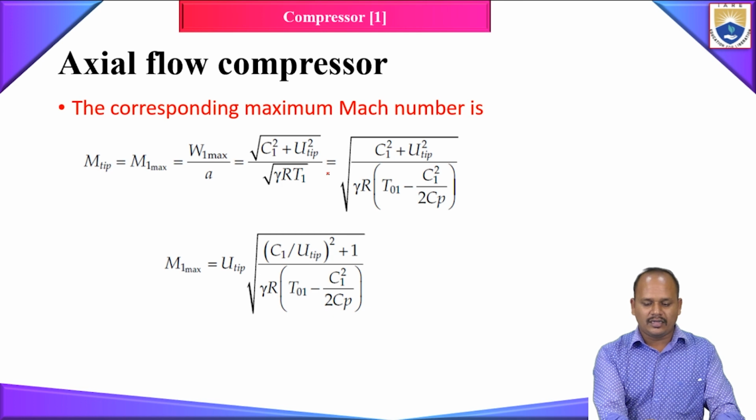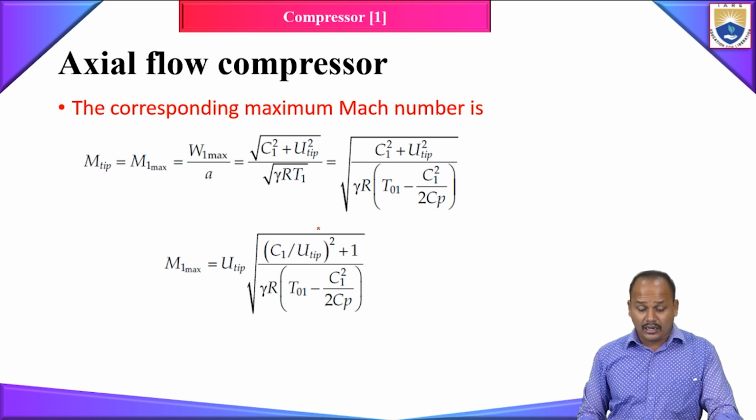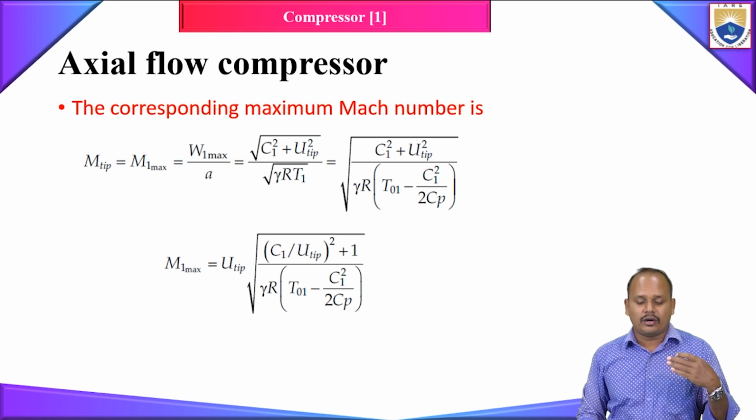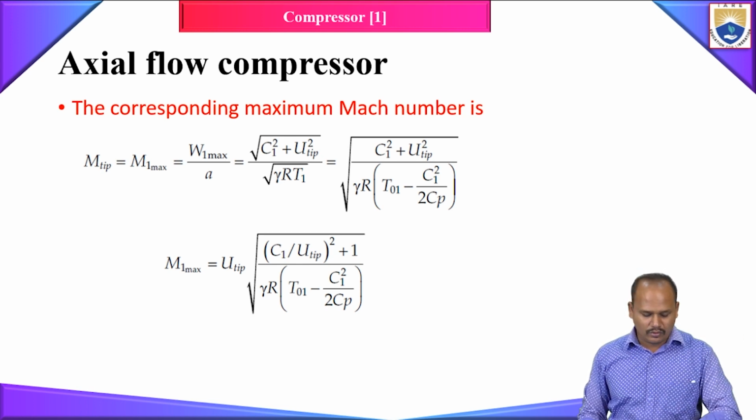So from this you can see, if the absolute velocity is higher and higher, you will have a higher maximum tip Mach number. So how do I control this tip velocity or Mach number? By introducing the whirl component. How we are able to introduce it is by having the inlet guide vane, I can control at what angle my flow will enter the first stage of my axial flow compressor.